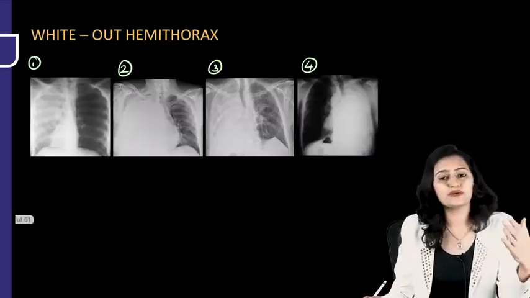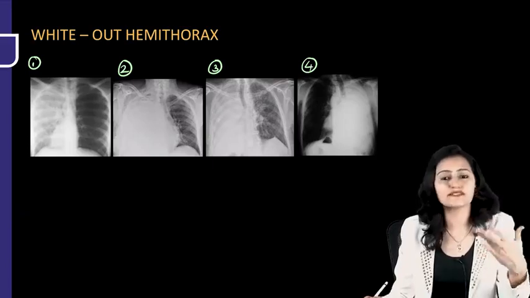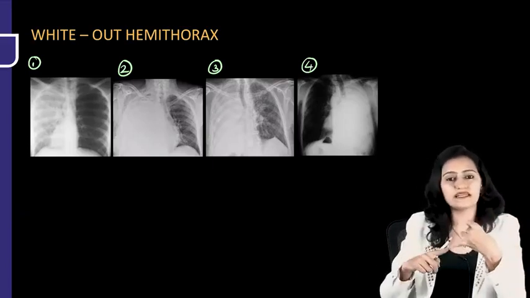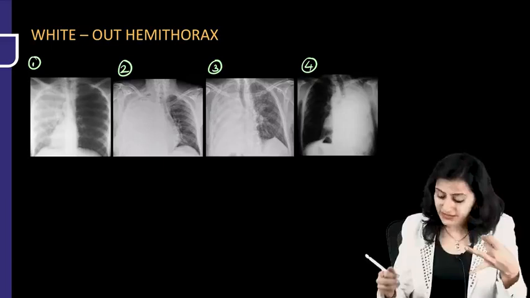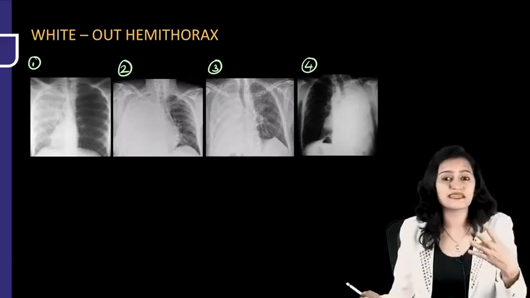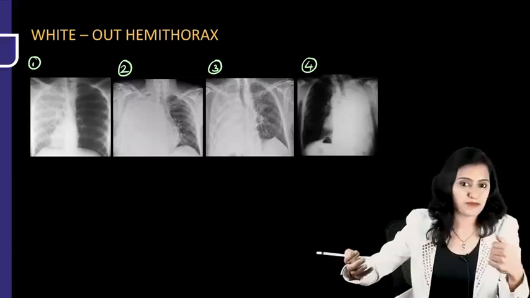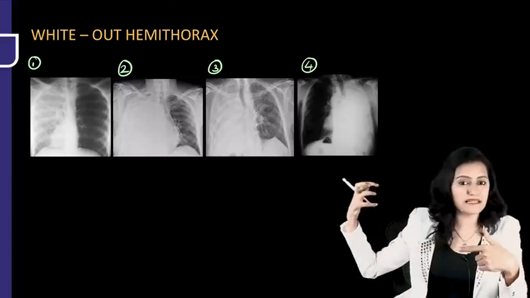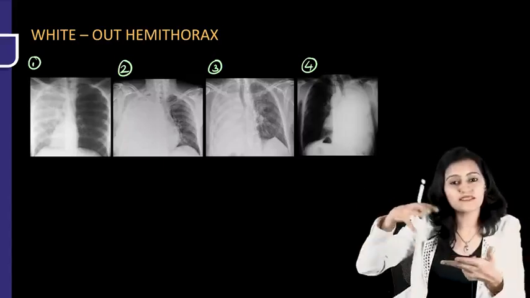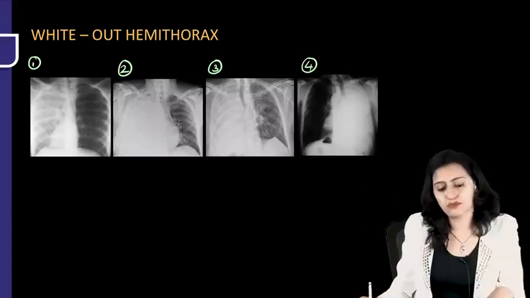Now, coming to the whiteout and the blackout hemithorax. What are the causes of whiteout? So, consolidation, collapse, then we have pleural effusion, pneumonectomy. These are the causes of whiteout. Whenever the air is replaced by something more dense, or the air is completely removed like in collapse, or there is fluid like pleural effusion, we get whiteout.